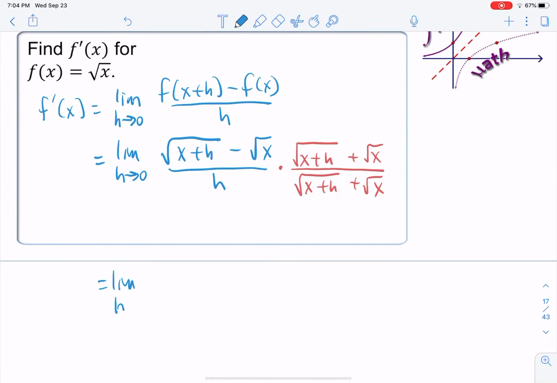Bring down the limit notation. The square root of x plus h times the square root of x plus h just gives me x plus h. The minus square root of x times the positive square root of x gives me minus x, all over the bottom, which I keep factored, thusly.